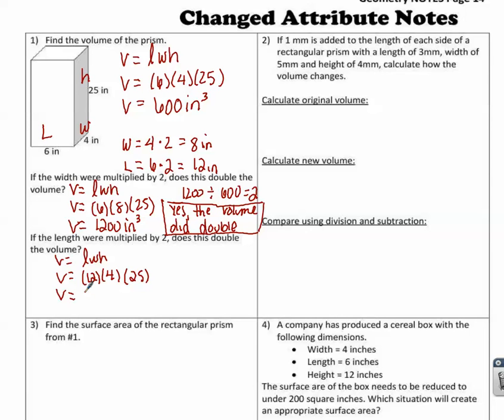When I multiply this from left to right, I get 1200 inches cubed, which we determined, 1200 divided by 600 does equal 2, which means, yes, by doubling the length, it does double the volume.